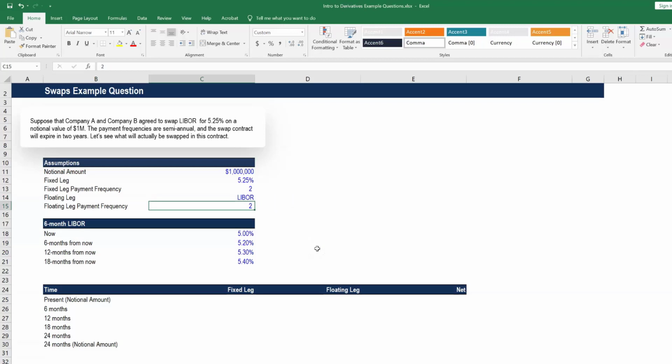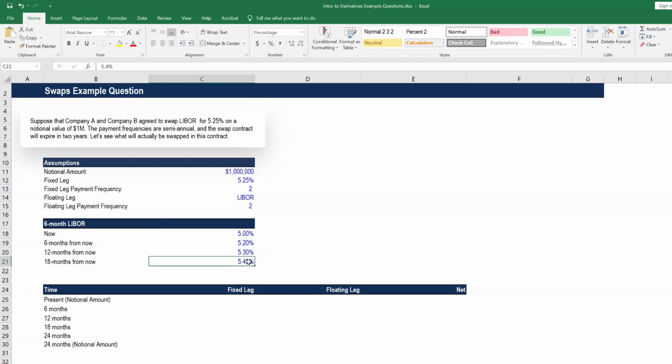In practice, it's quite common for the fixed leg of an interest rate swap to be every 6 months, whereas the floating leg is every 3 months, so we'd enter the number 4 here instead of 2. We're also going to assume that 6-month LIBOR starts at 5%, but every 6 months is changing. Now in practice, we would only know these rates at the end of the swap or as we approach the following 6 months, but let's just assume those are the LIBOR rates over the swap.